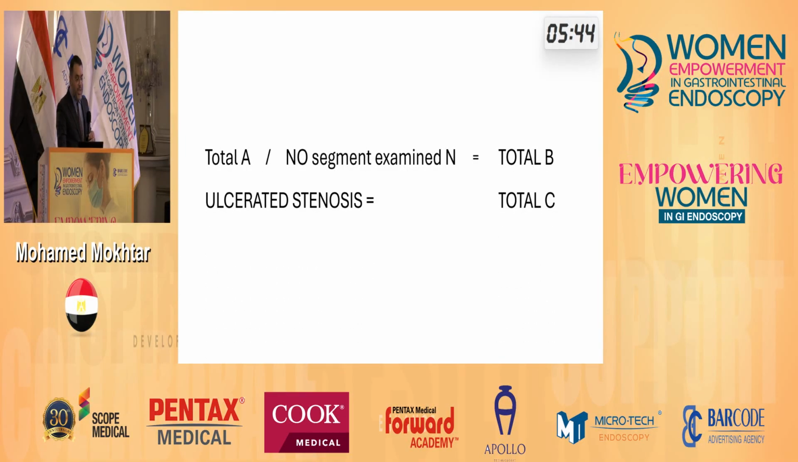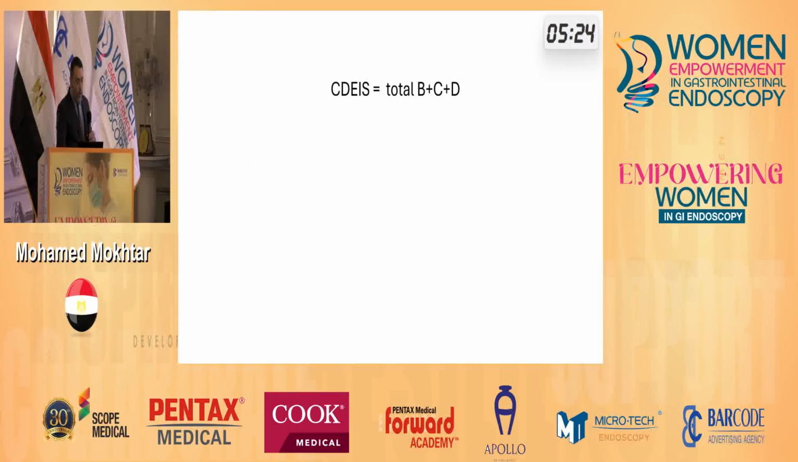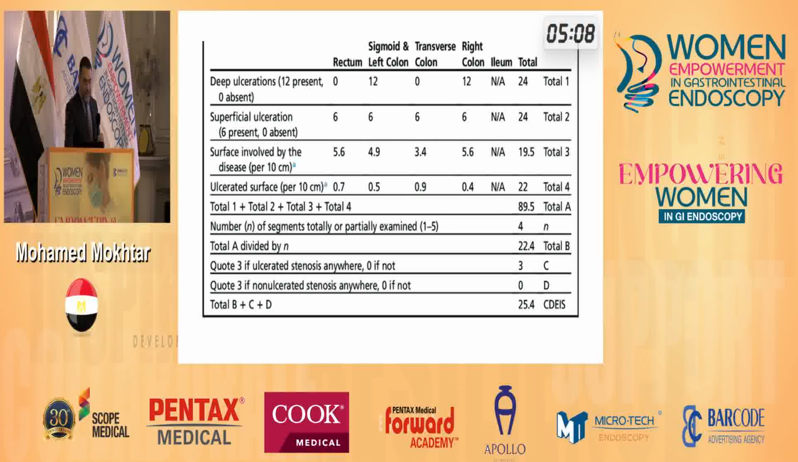Total B will be summed with the ulcerated stenosis, whether it's present or not. Ulcerated stenosis, if present, has 3 points. If it's absent, it has 0. This is total C. Non-ulcerated stenosis present has 3 marks. Not present has 0 marks. Total B, C, and D is the sum, the Crohn's Disease Endoscopic Index of Severity. Again, B is A divided by N, and N is 1, 2, 3, 4, which is the number of segments. This is an example.